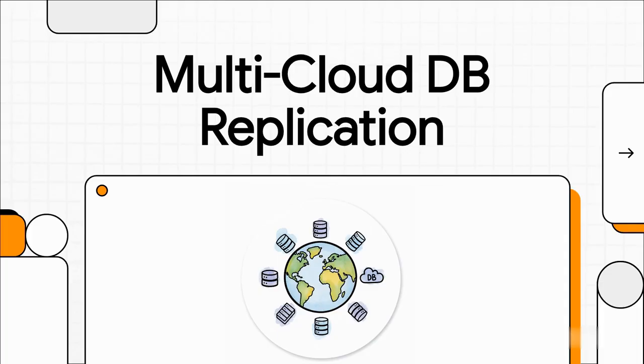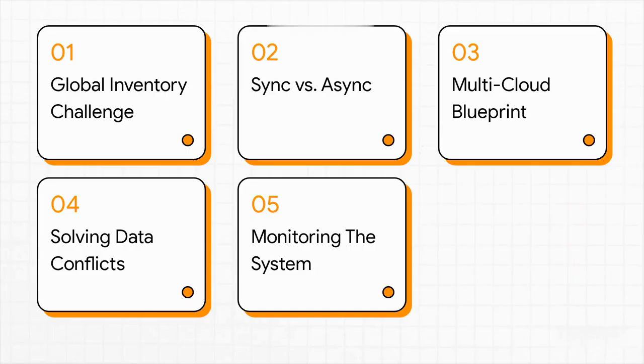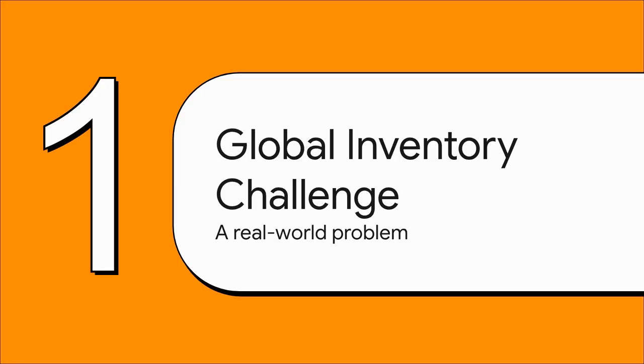Let's get into it. So here's the game plan. We'll start with the problem itself, the global inventory challenge. Then we'll get to a huge fork in the road, synchronous versus asynchronous replication. After that, I'll lay out the actual multi-cloud blueprint, the solution. From there, we got to stress test it, right? So we'll tackle those inevitable data conflicts. And finally, we'll wrap up by figuring out how to monitor the whole thing to make sure it's all running smoothly.